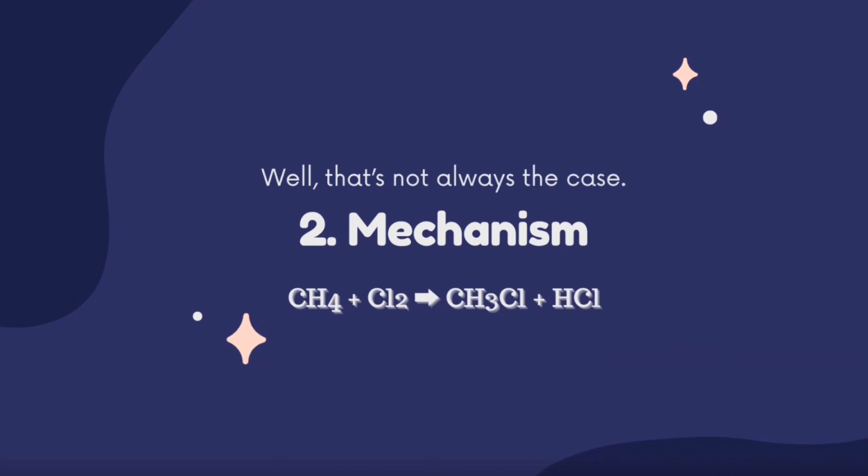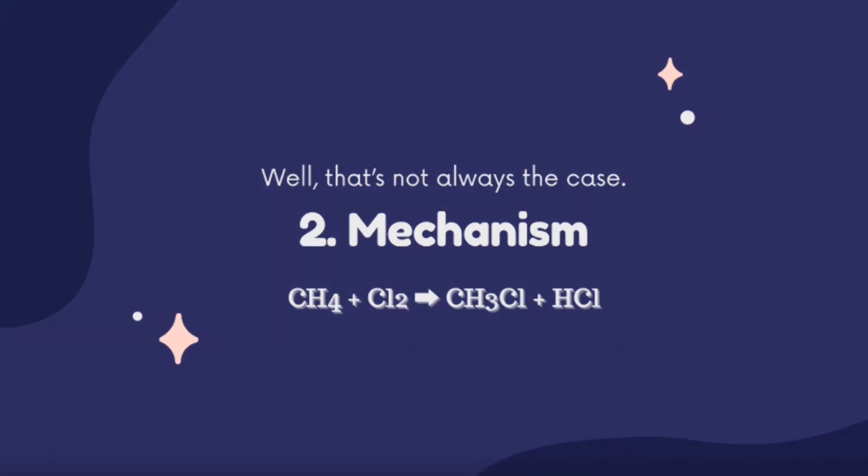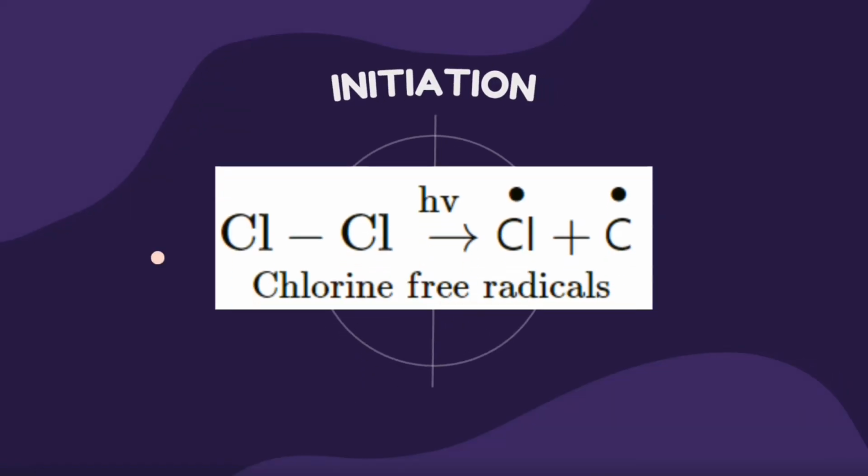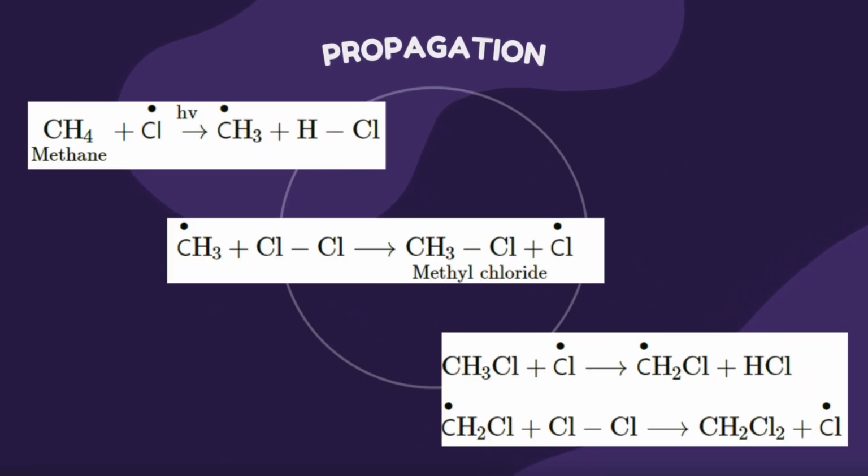Now, halogenation reaction mechanism. During halogenation, depending on the halogen, an alkane will undergo fluorination, chlorination, bromination, or iodination. Here are the steps that occur during the chlorination of methane. Firstly, initiation. During the initiation phase, ultraviolet light splits the halogen into two radicals, which are atoms with a single unpaired electron. Second is propagation.